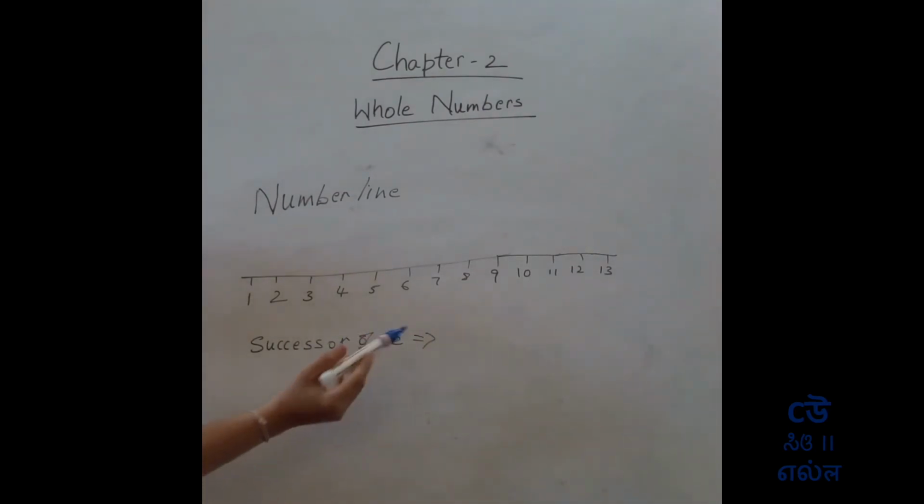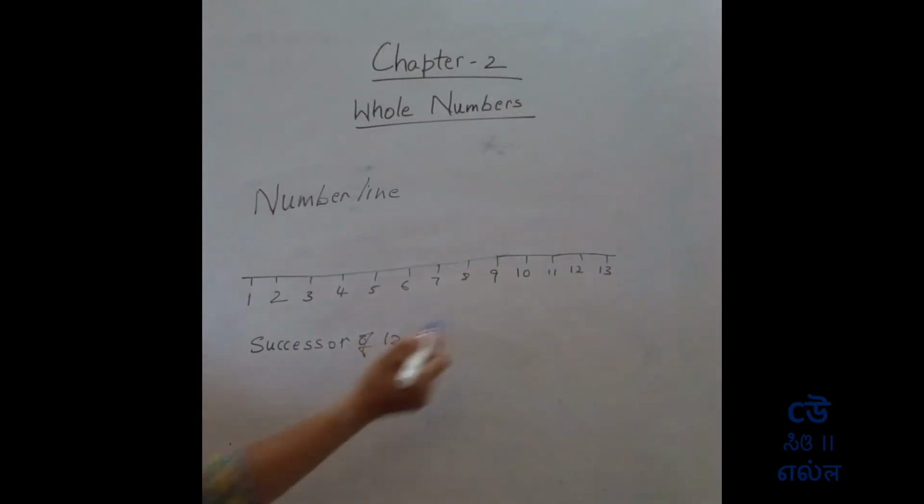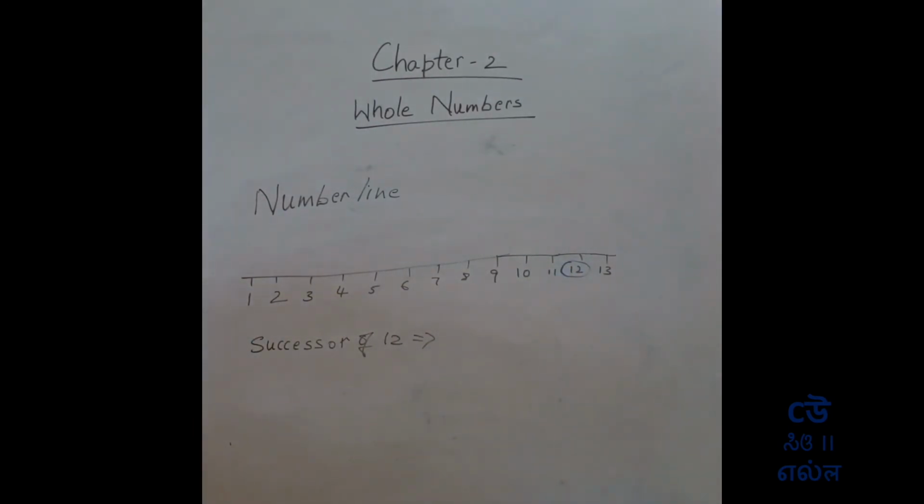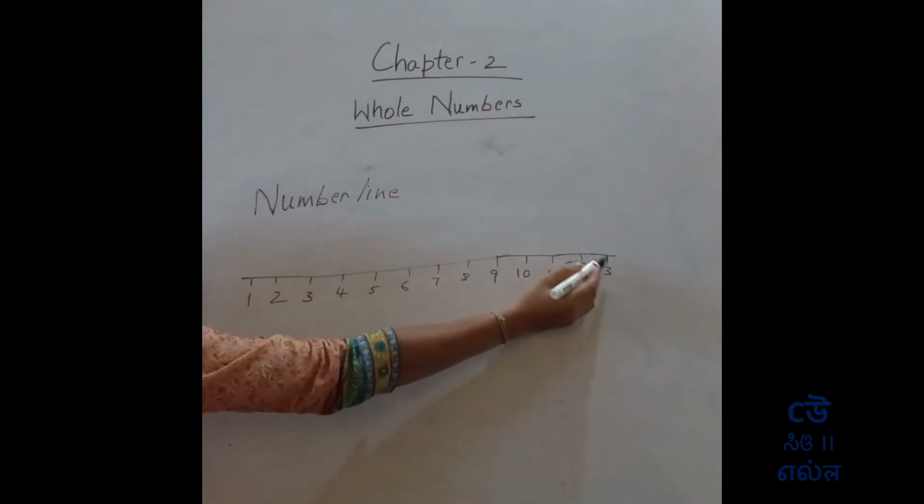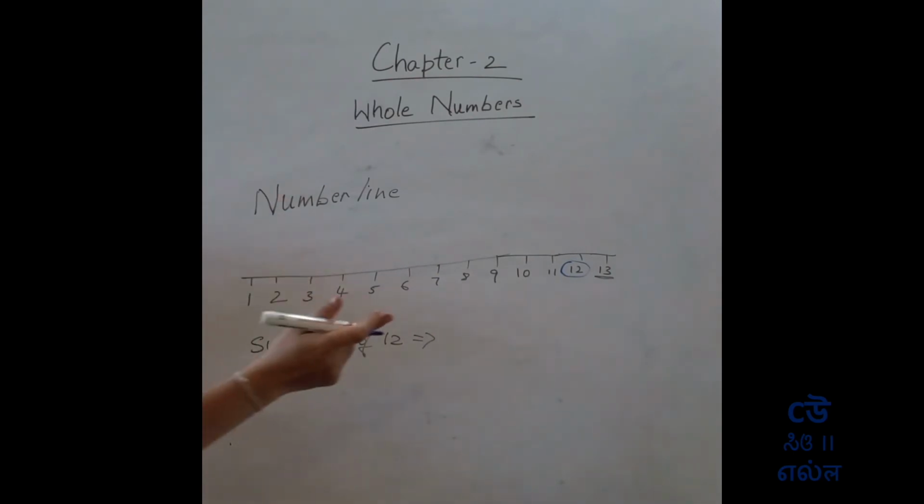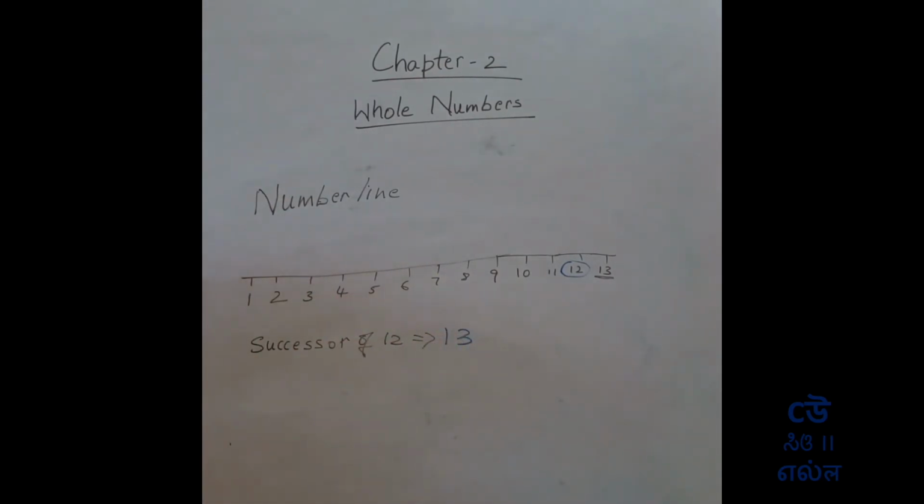So 12 is where, children? Here we had 12. So successor of 12 means what? The number after it. Successor of 12 means 13. So the successor of 12 is 13.